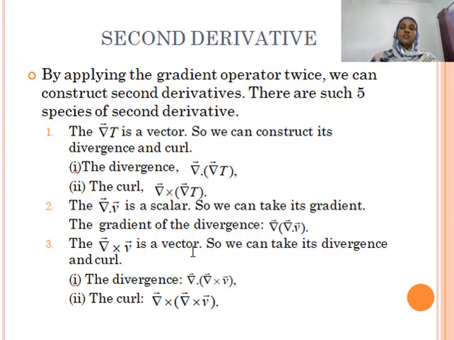Similarly, del cross V is a vector. So we can take its divergence and curl. So del dot (del cross V), and similarly, del cross (del cross V).